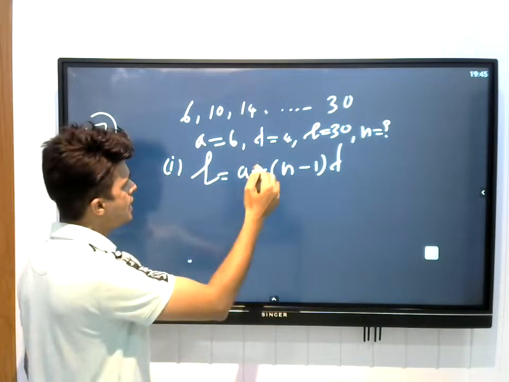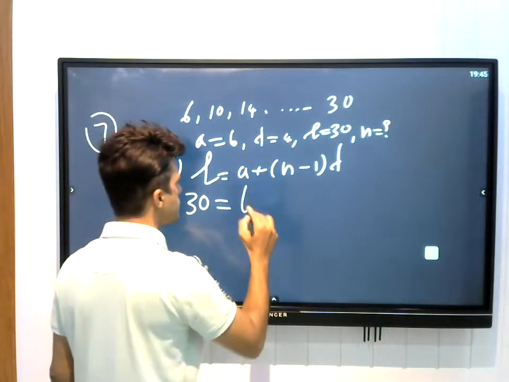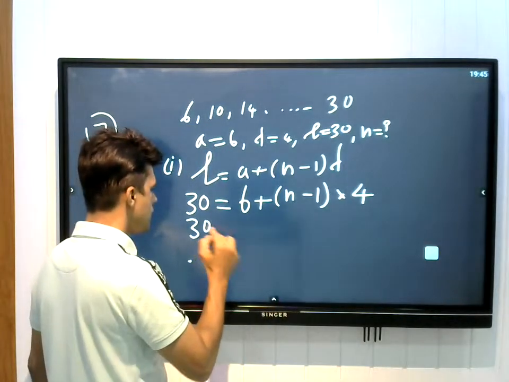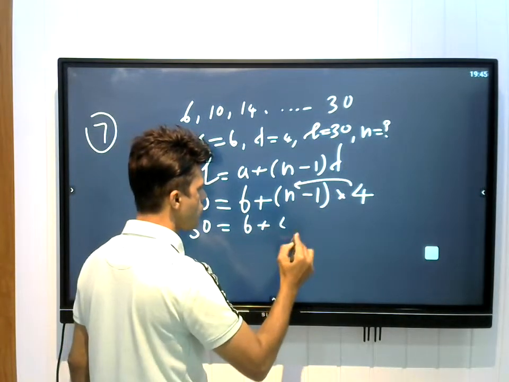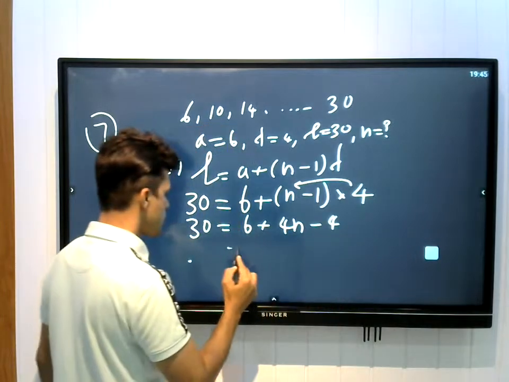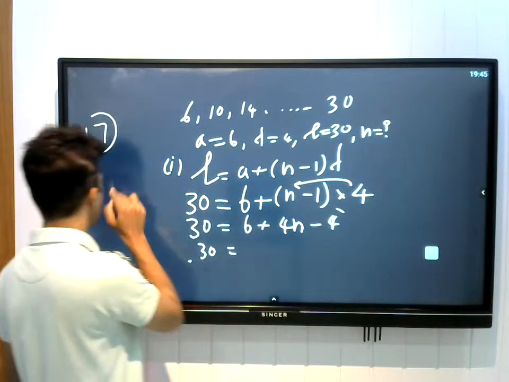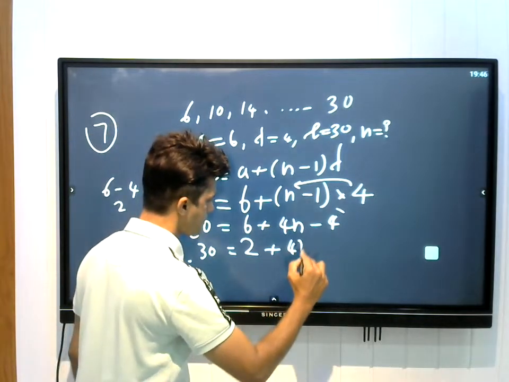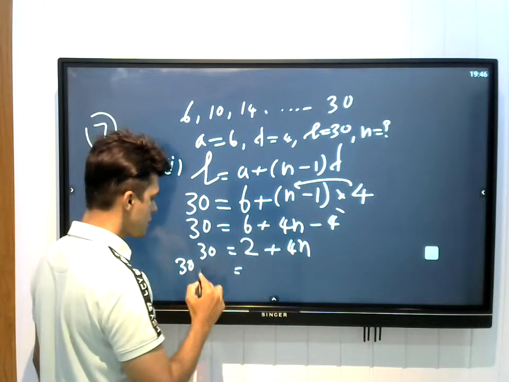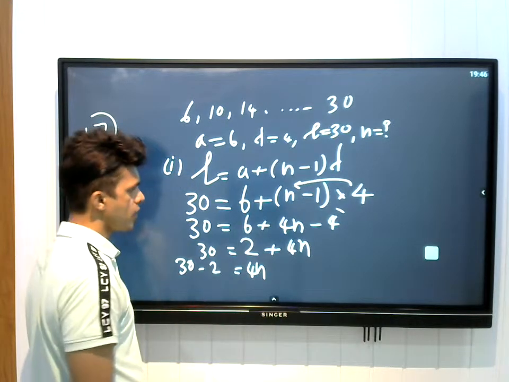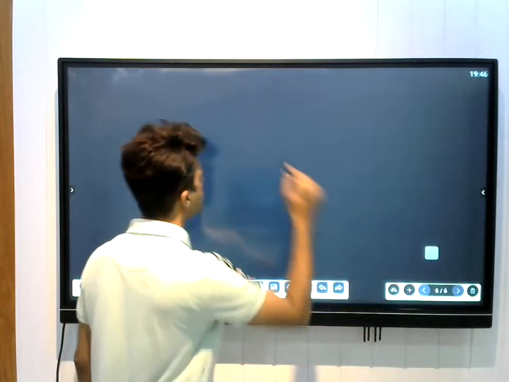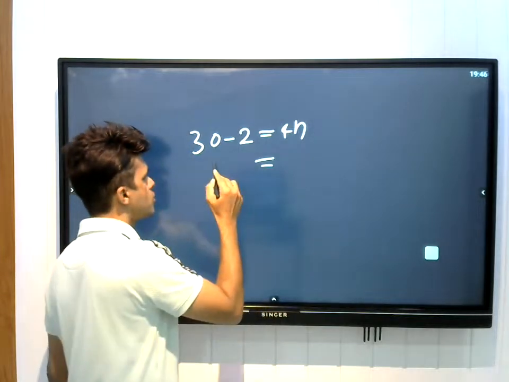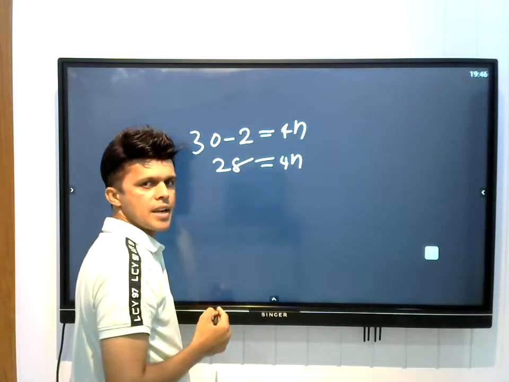Let's substitute L equals 30, a equals 6, and d equals 4. So 30 equals 6 plus n minus 1 times 4. Removing the bracket, 4n, minus and plus minus. So 30 equals 6 minus 4 plus 4n. 6 minus 4 is 2. So 30 equals 2 plus 4n. Then this plus 2 becomes minus 2. 30 minus 2 equals 4n. 30 minus 2 is 28. 28 equals 4n.